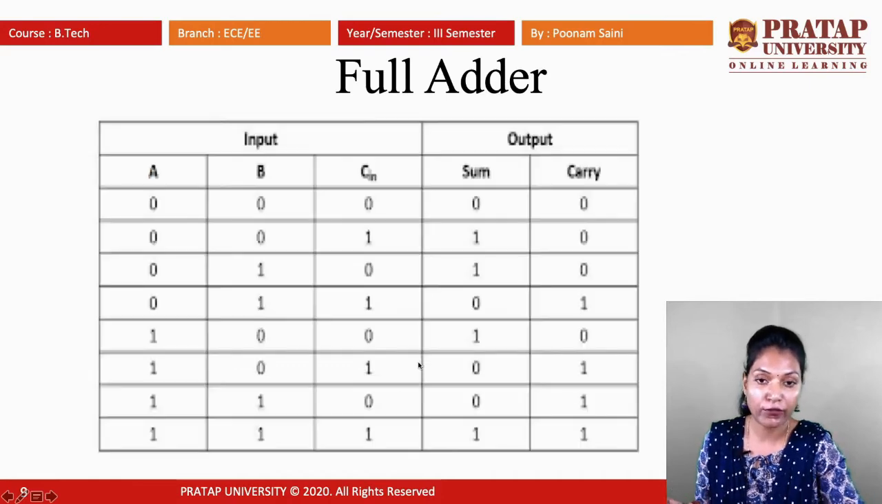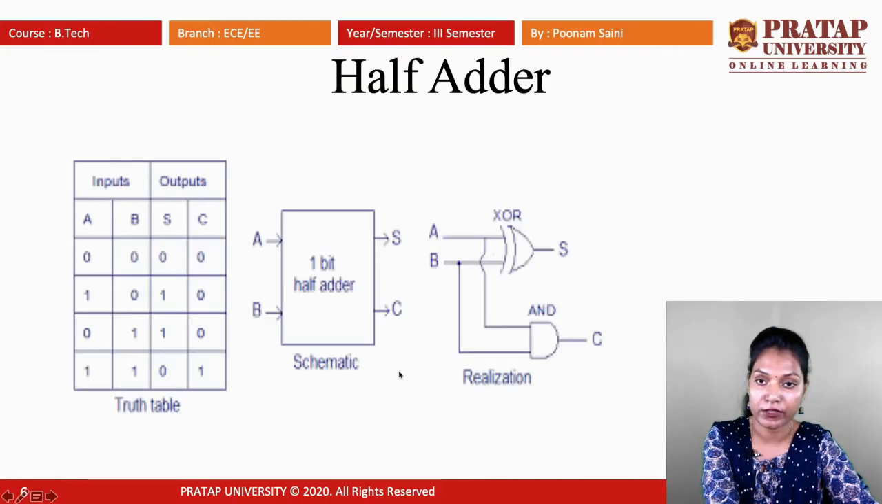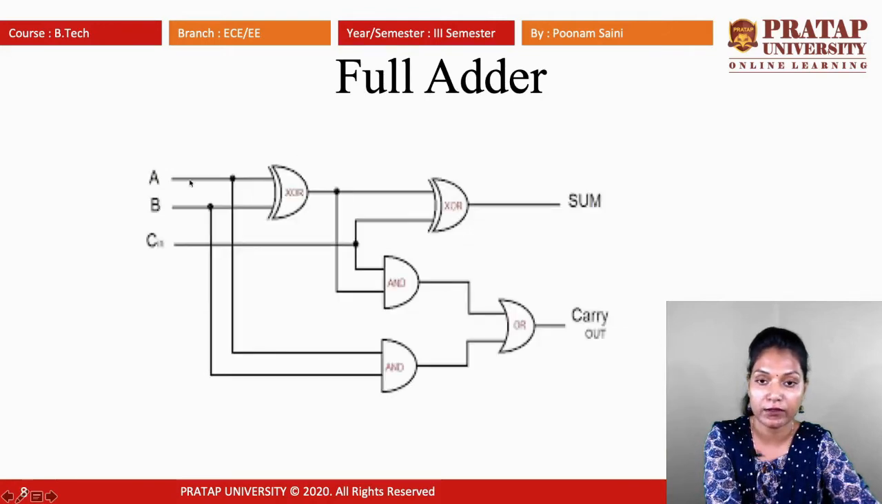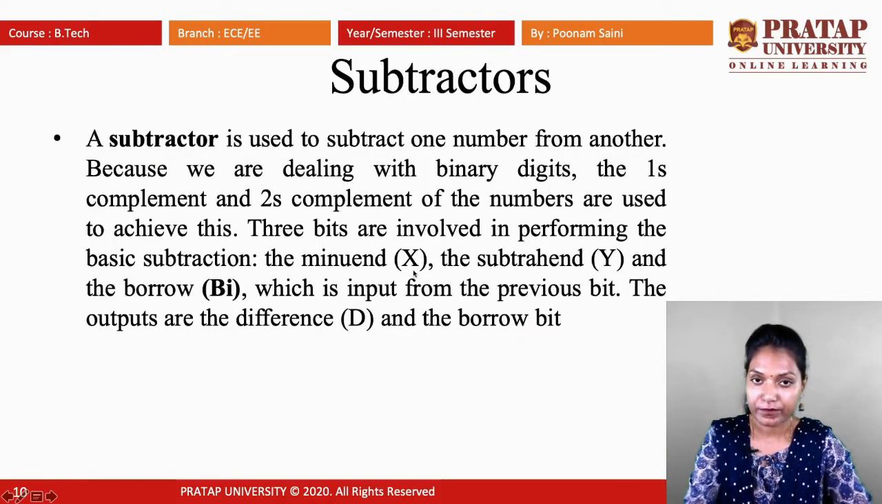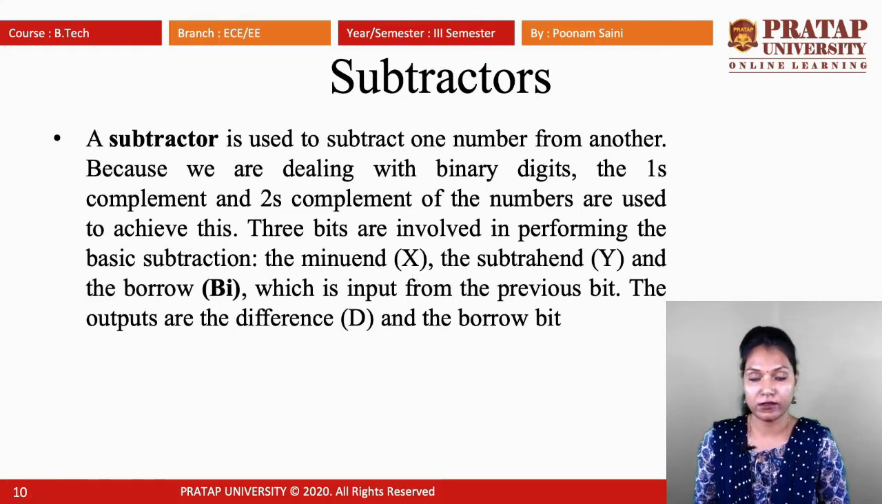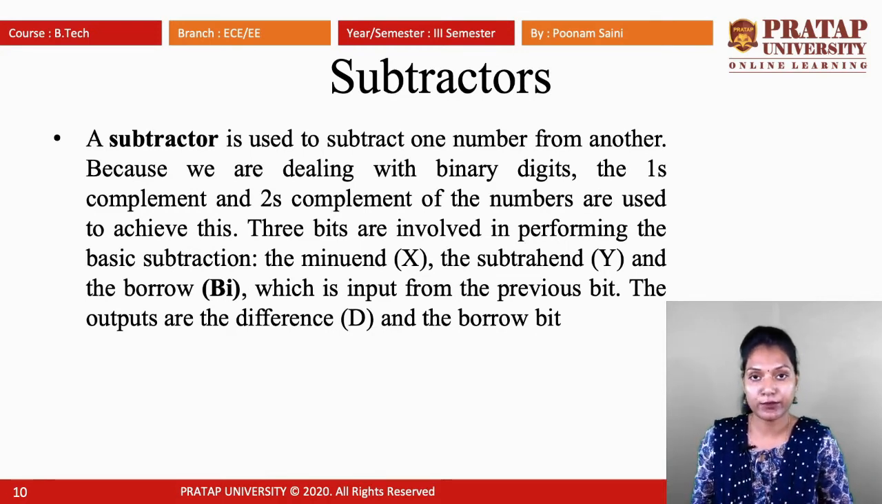So like in the previous one we saw that with the help of this we make this, similarly in the full adder, with the help of this we can make this. So the next combinational circuit we are going to study is the subtractor. As the name suggests, like in the adder addition is going on, in the subtractor subtraction is going on.